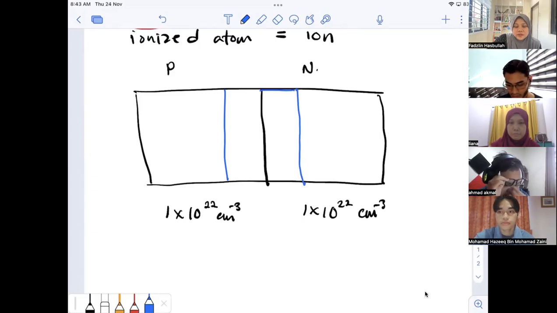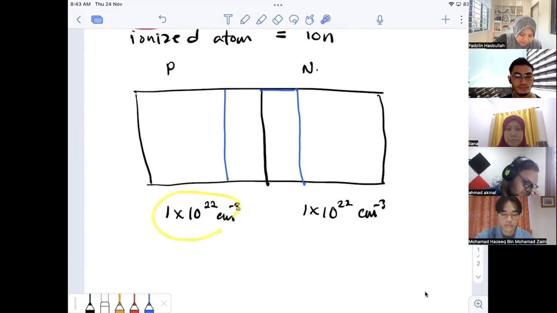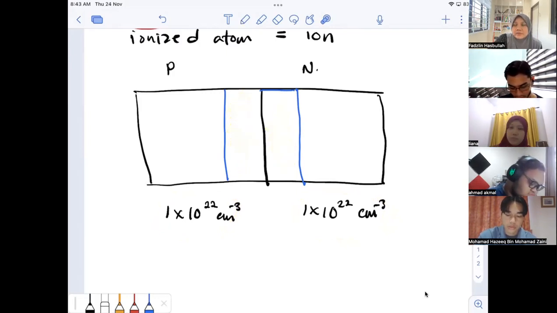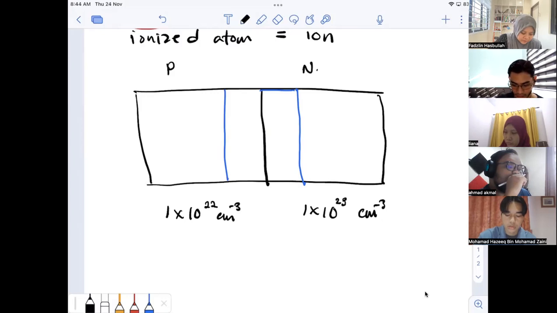So if it's the same concentration, the depletion width area over here for P and N is the same. Okay. Now, what happens if I change the concentration? I make the N to the power of 23. What happens to the depletion region? Any guess?